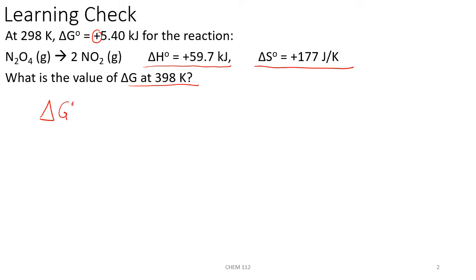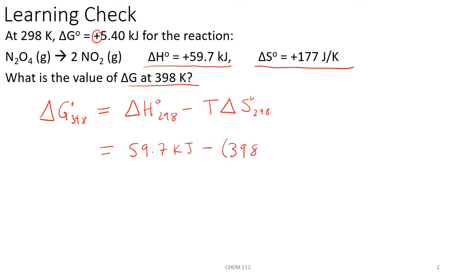The Gibbs free energy at 398 Kelvin, so the temperature specified, will be equal to the delta H at 298 Kelvin minus the temperature in Kelvin times the delta S at 298 Kelvin. So we're going to substitute those values in. Delta H is 59.7 kilojoules minus our temperature, which is already given to us in Kelvin, so plug in 398 Kelvin, times our entropy. Our entropy we should convert to kilojoules per Kelvin so it matches our enthalpy. That would be 0.177 kilojoules per Kelvin if we divide by 1,000.